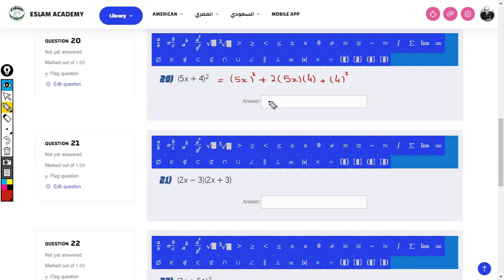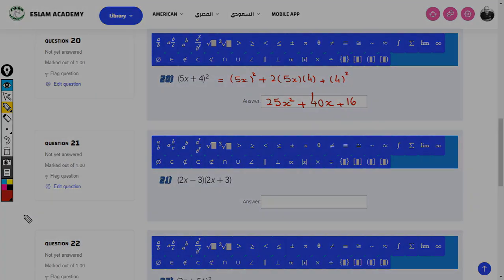5x to the power 2 will be 25x squared. Plus 2 multiplied by 5 multiplied by 4 equals 40x. Plus the second to the power 2: 4 to the power 2 equals 16.